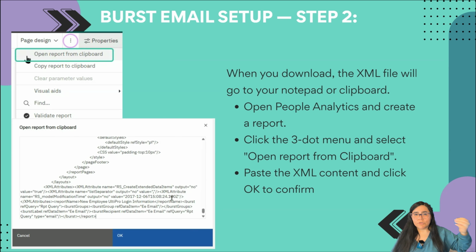So once you have this XML copied, all you need to do is, at the top right of your BI People Analytics screen, select the three dots, hit Open Report from Clipboard, and then paste everything that you got, the XML.